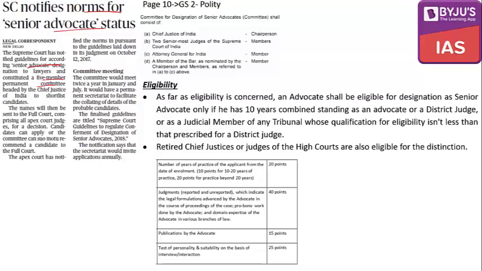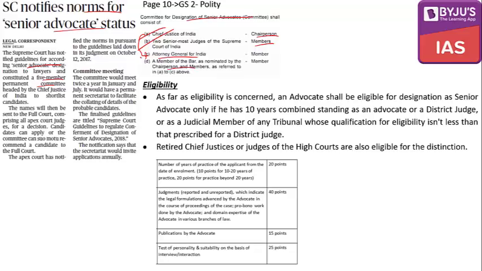So what exactly is the structure? When you look into the structure, there will be a permanent committee called the Committee for the Designation of Senior Advocates, and it shall consist of the Chief Justice who will act as the chairperson, then the 2 senior most judges who will be the members of this committee, then the Attorney General of India, and then a member of the bar as nominated by the chairperson, and members as referred to by A and C. So you will have another member who will be taken from the bar. So this is the structure.